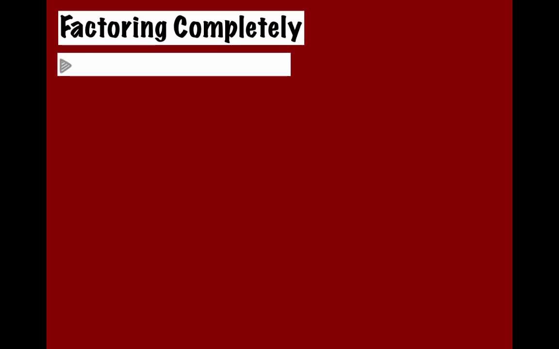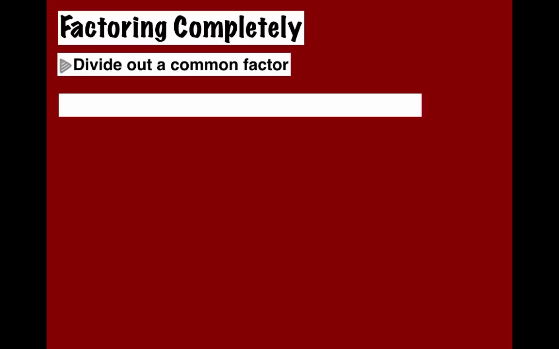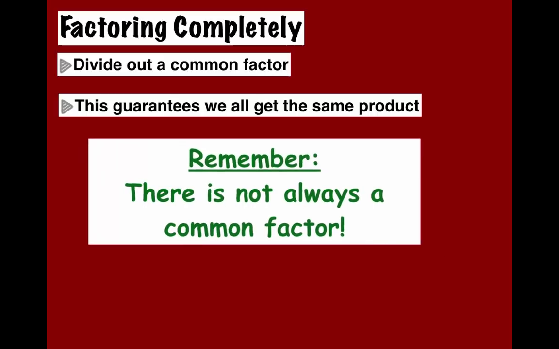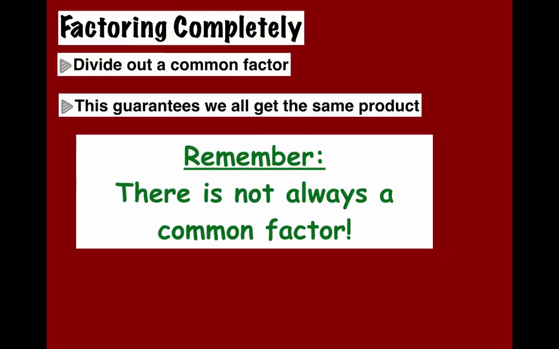Alright, so let's wrap up this video. So factoring completely, what does it take? Well, you got to divide out a common factor. This will guarantee everyone who's doing the problem gets the same product answer. But remember, there's not always a common factor. All the examples we did in this video had common factors, but many of the examples we've done in earlier videos did not. So you got to look for that. You have to decide, is it a common factor problem or is it not?